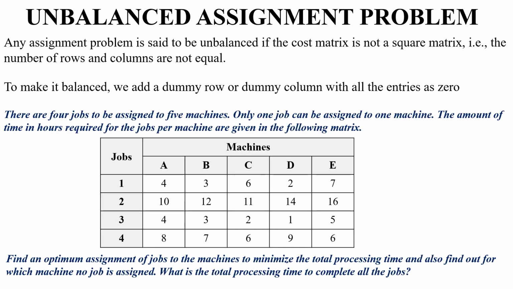Let's see one example problem. There are 4 jobs to be assigned to 5 machines. Only one job can be assigned to one machine. The amount of time in hours required for the jobs per machine are given in the following matrix. Find an optimum assignment of jobs to the machines to minimize the total processing time, and also find out for which machine no job is assigned.